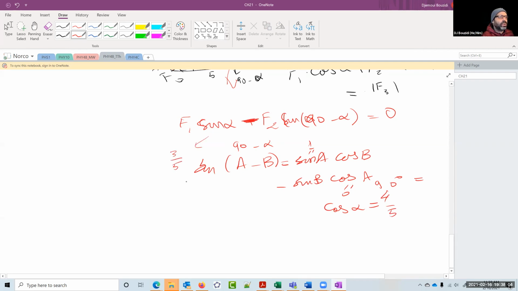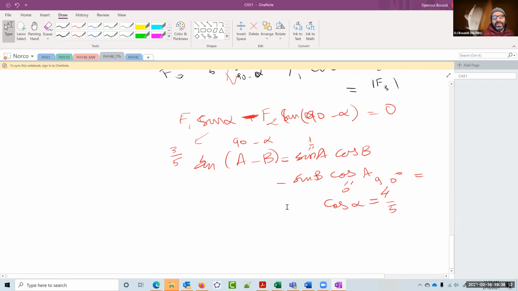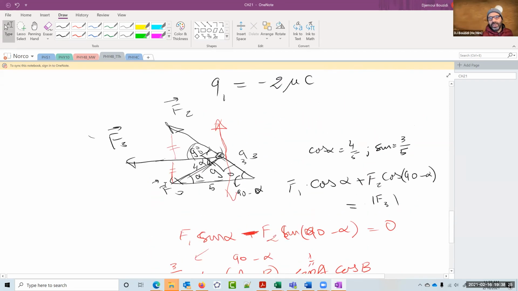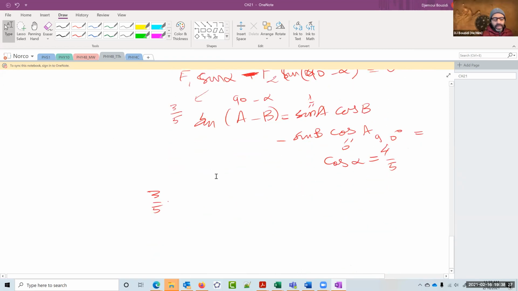I didn't care to convert from centimeters to meters at this point because the ratio of the centimeters and the meter cancel. The cosines are ratio of length, so they don't matter. So now it's a matter of just finding these forces. So let's go into the second equation now and find it with the net forces. So we have 3/5 times F1, and F1 is the force between Q1 and Q2.